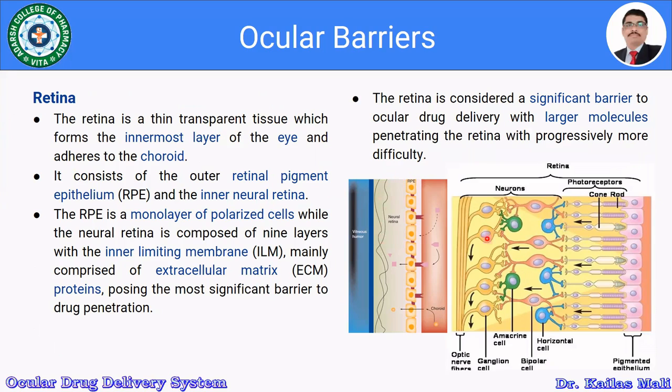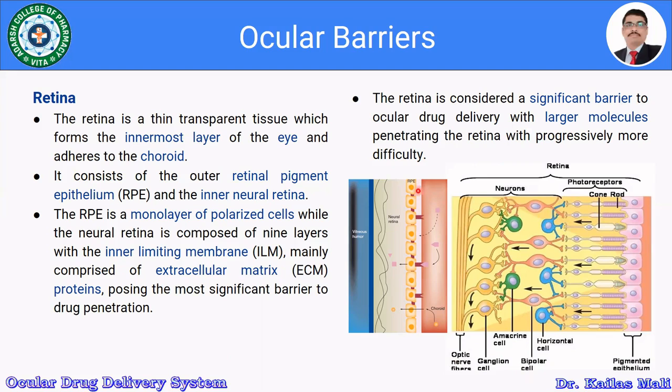So here, look at another figure. This is the whole retina. In the photoreceptors, there are cones and rods present. These are the pigmented epithelium. Here is a horizontal cell. Then these are the bipolar cells. Then amacrine cells, ganglion cells, and this is the optic nerve.